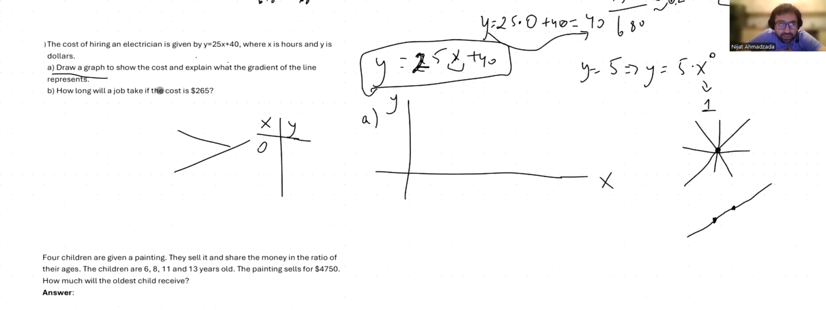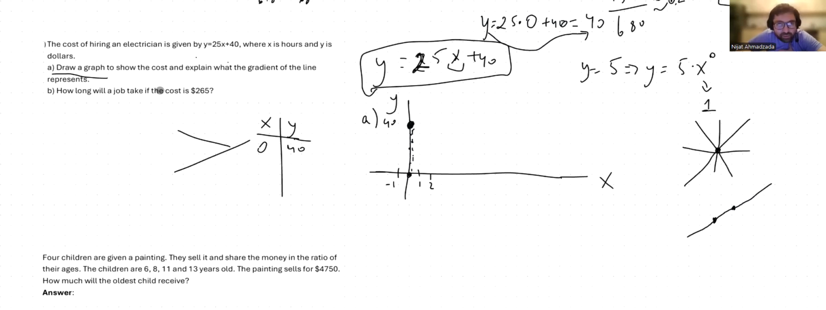X is 0, y is 40. So what is x0? You see it's x1, x2, x negative 1. So this should be x0, right? And then where y is 40, that's somewhere here. So x0, y 40, we gotta go here. This is exactly this point.